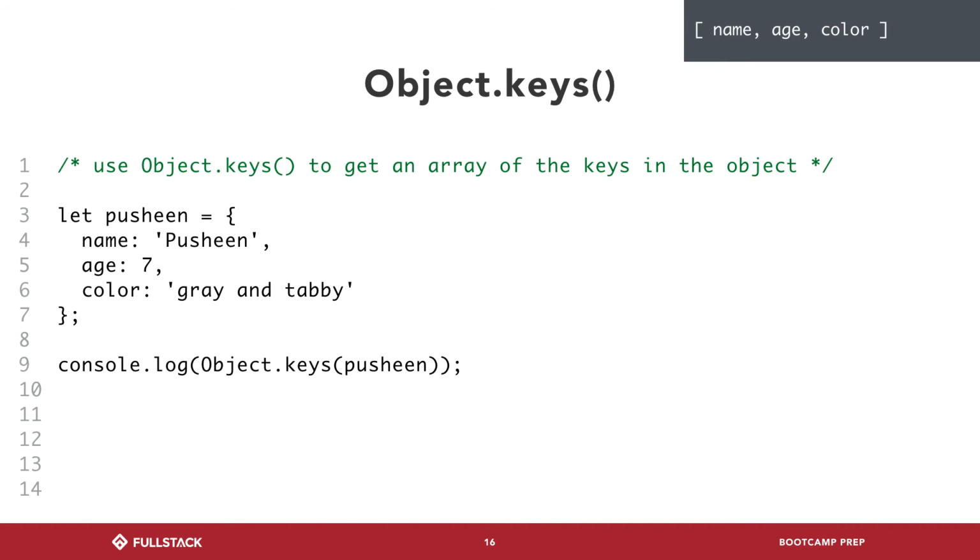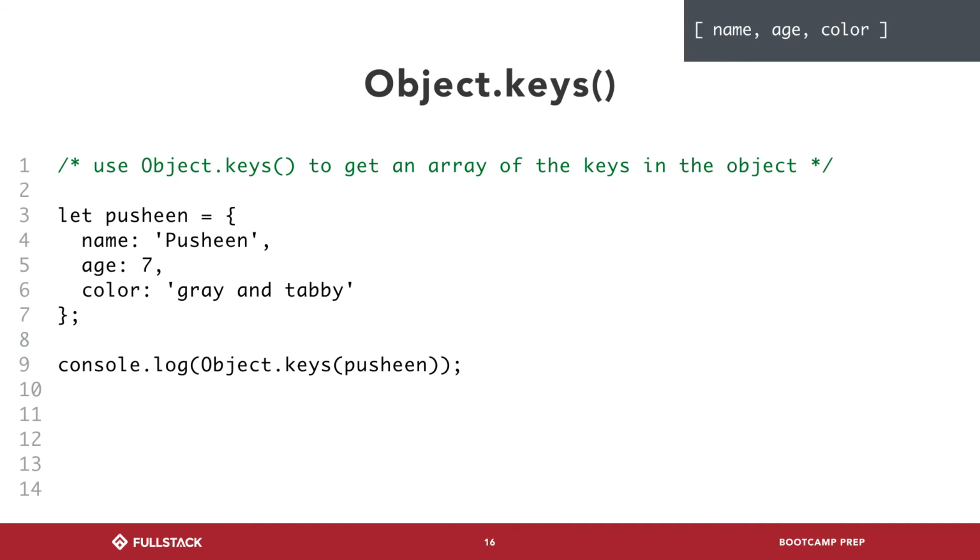object.values also exists. So if you want to look at just the values in an array format, that also works. But once again, just don't get too hung up on the order, I guess.